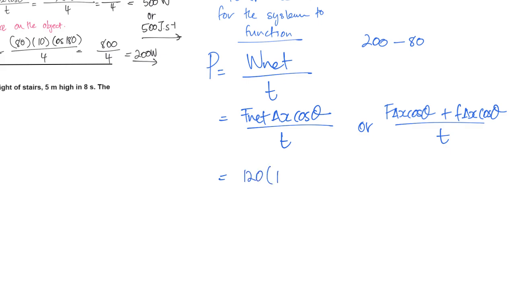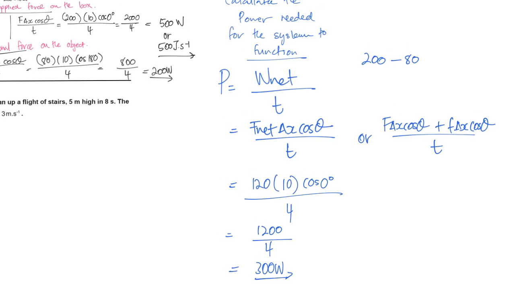Either way, let's say we did do the F net, we'd have 200 minus 80, and you'd have 120 times 10 cos 0 all over 4, and essentially I've got 1200 divided by 4, and that gives me 300 watts, and that would be the amount of power to get the system to function.